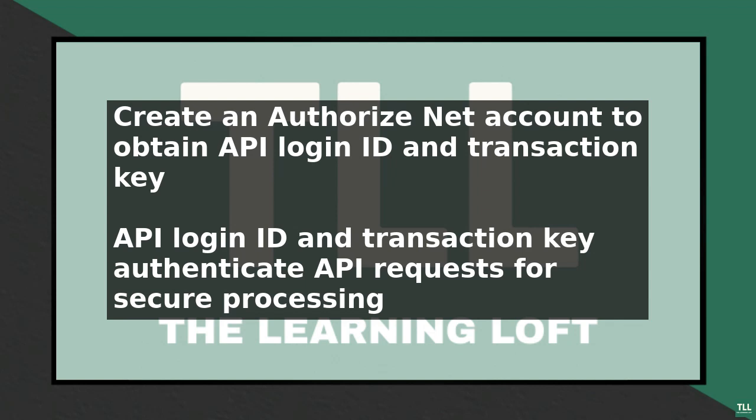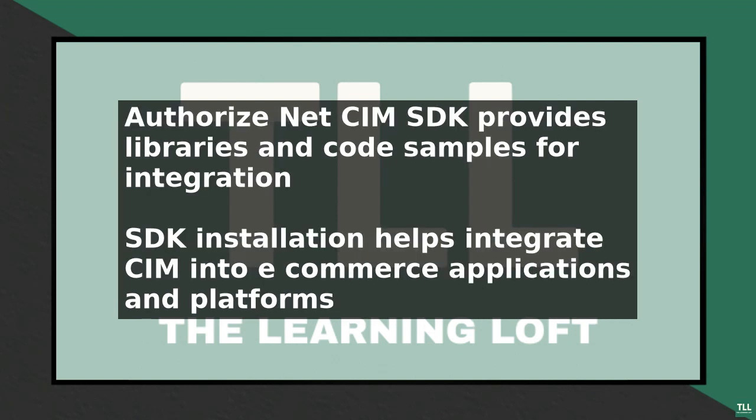Step 3: Creating a customer profile. To store customer payment information, you need to create a customer profile using the Authorize Net CIM API. This involves sending a request to the Authorize Net server with the customer's payment and shipping information. The API will return a customer profile ID which you can use to reference the customer's payment information in future transactions. Step 4: Charging a customer.